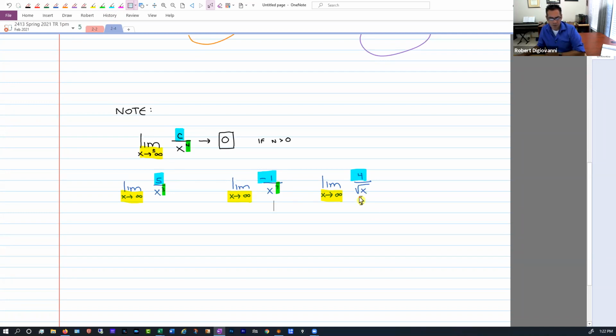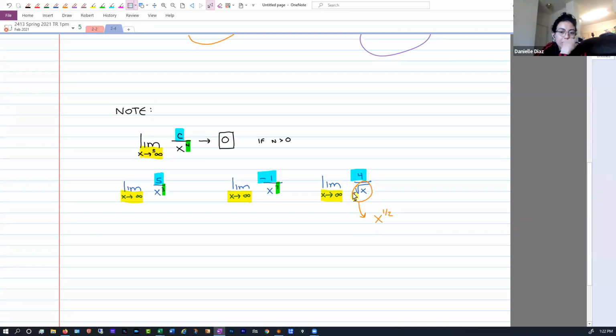Oh, what about that last one? What's the square root of x? What's another way we can write square root of x? x to what power? To the 1/2 power. Yeah, that's what square root of x really means, x to the 1/2. So the power here is a half.